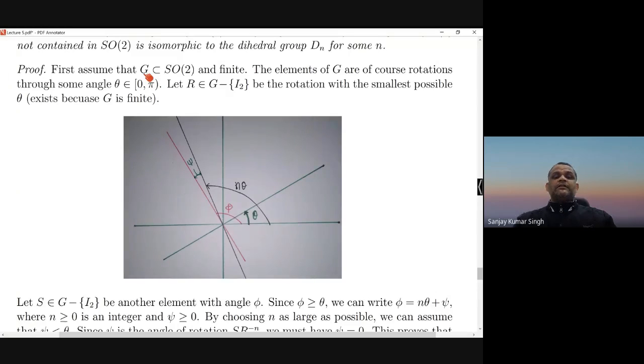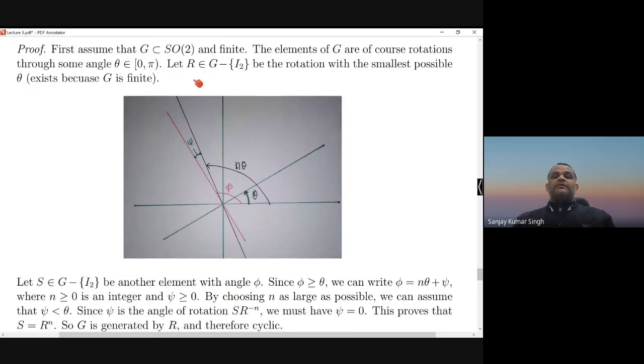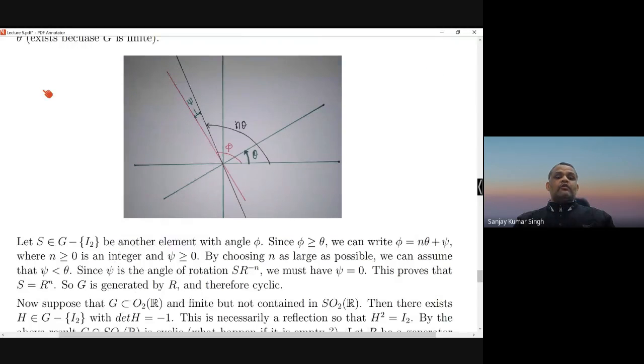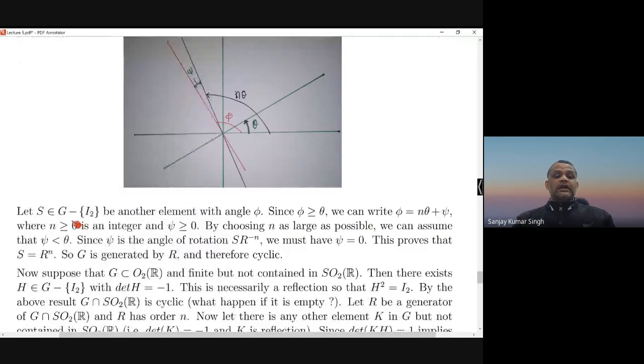Why? Because G is finite and each element is associated to some theta, so I can choose the minimum among all of them, and call it theta. So in the picture, this is theta. Now let R be the rotation with respect to the smallest possible theta. And now consider S to be another rotation inside this group.